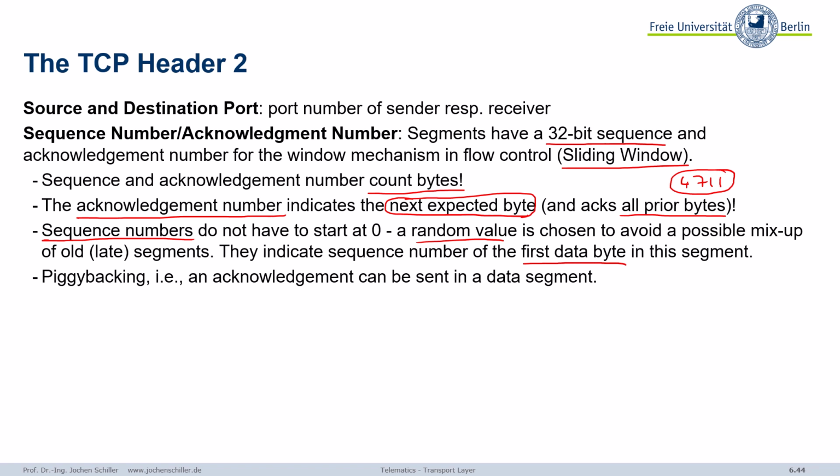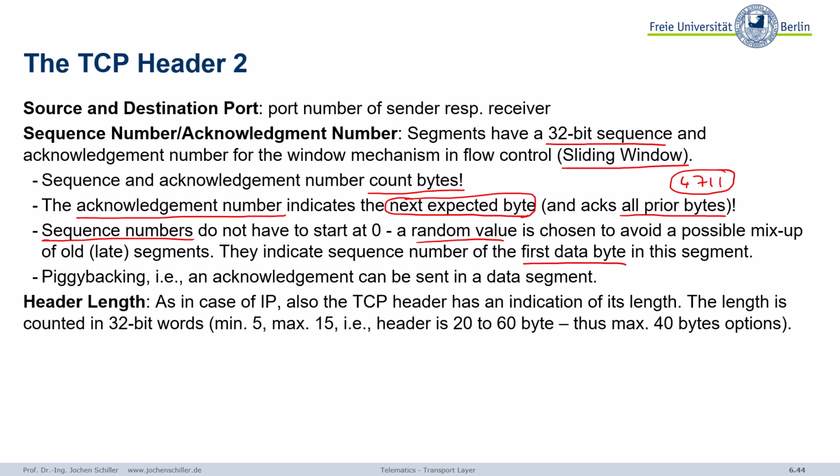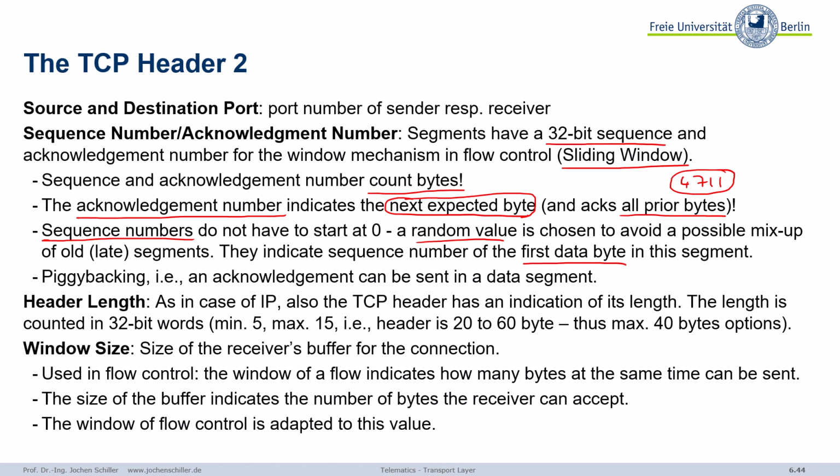Sequence number and acknowledgement numbers, you see, they have their place in the header, and we can do a piggybacking. That means that we send the acknowledgement together with the data segment if there is any data. So we can send a pure acknowledgement packet, or we send a data packet where we send the acknowledgement field appropriately. The header length, so that is similar to IP, the indication of the length of the header, because we have these options. And the header is between 20 and 60 bytes, so we have a maximum of 40 byte option. Window size, that's, as I said, used for the flow control.